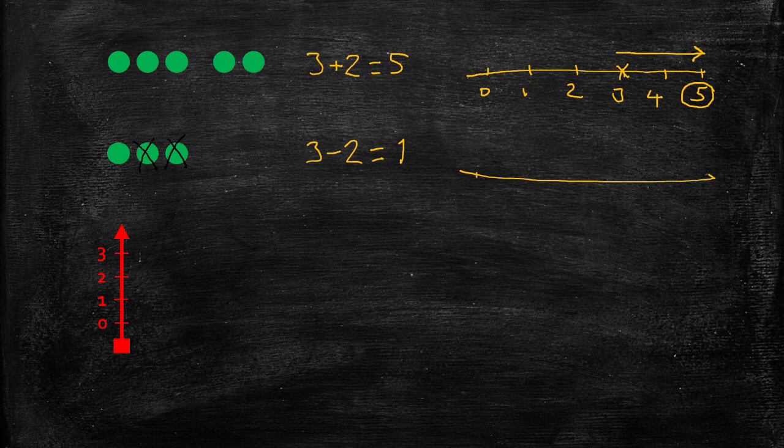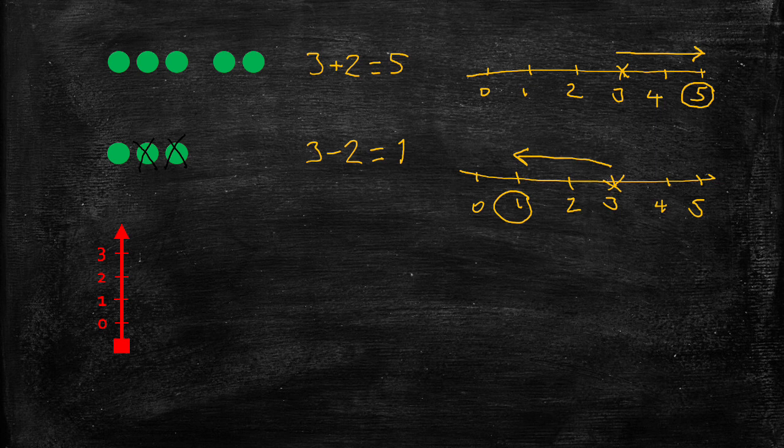And if I draw this on a number line, it would look like the following. Again, I would start on the number 3, only this time I would move 2 spaces to the left, and I would end up at the number 1. So that's one way of thinking about subtraction, as taking away from.